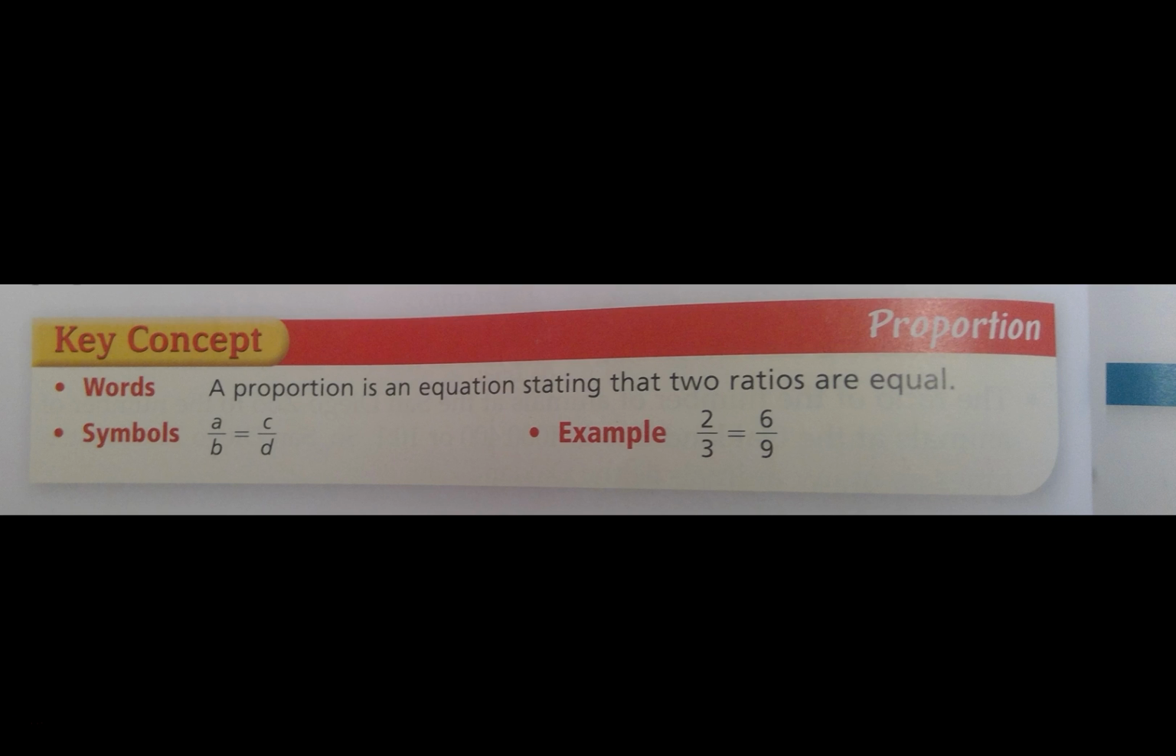Okay, so here's the key concept portion. So this writes it out in symbols and as an example. A proportion is an equation stating two ratios are equal. So here's what it would look like with just A, B, C, D. And here's what that would look like with two numbers. Notice that you could reduce this one to be 2/3 as well.